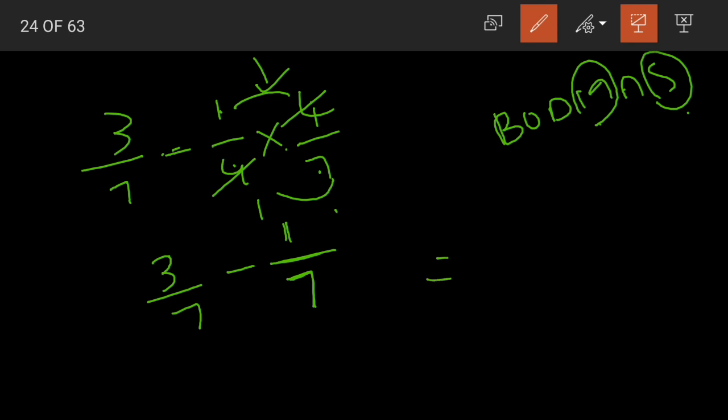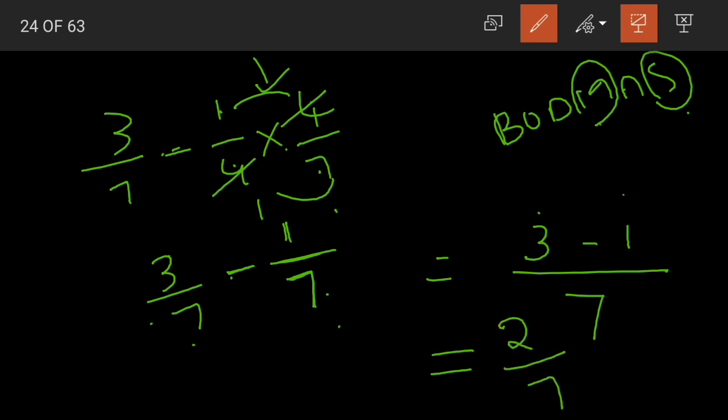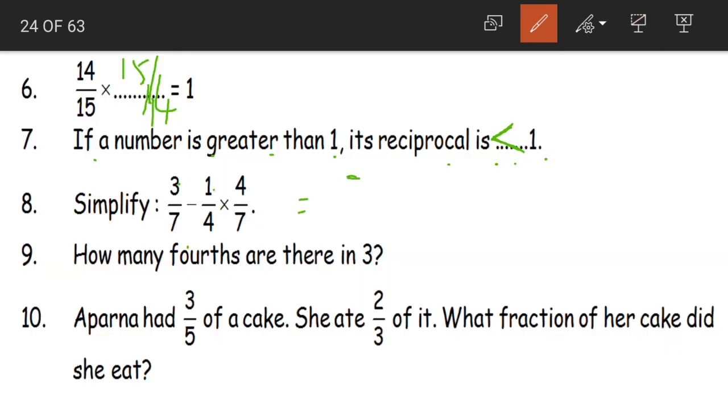Now if you look at these two fractions, both are like fractions. So I am simply writing the denominator, and as there is a subtraction sign, we need to subtract both the numerators. 3 minus 1 is 2 divided by 7. That is nothing but 2 by 7. What is the simplified answer? 2 by 7. Now how many fourths are there in 3? How many fourths are there in 3? Now this is 3.